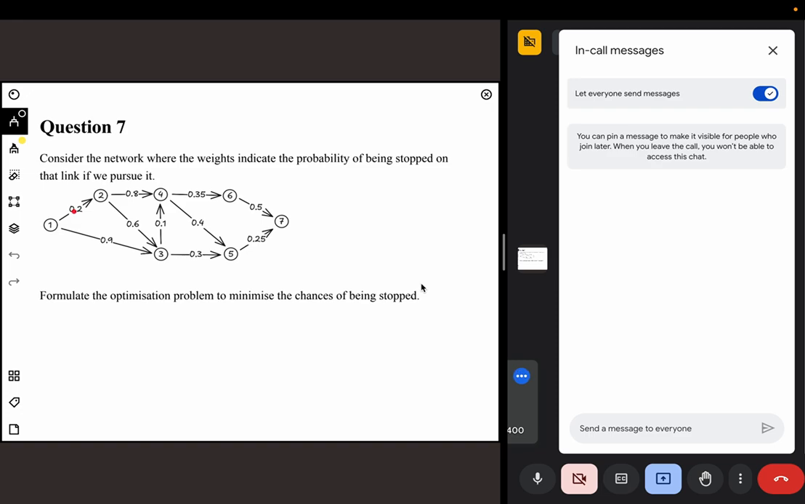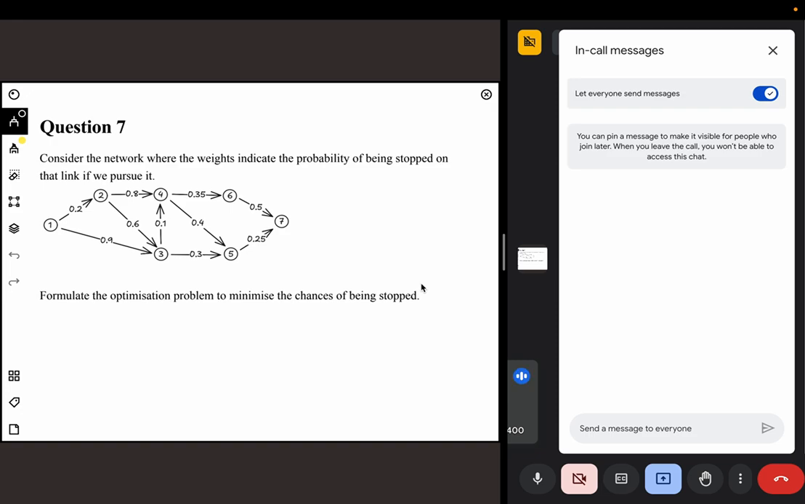So if you want to move from point 1 to point 2, then there is a 20% chance that you will be stopped on that particular road. If you want to move from point 1 to point 3, then there is a 90% chance that you get stuck on that road. So you'll eventually have to choose a route where these probabilities will actually be like costs. So you want to take the roads where the probability of getting stopped is less. That is essentially saying your cost will be less.